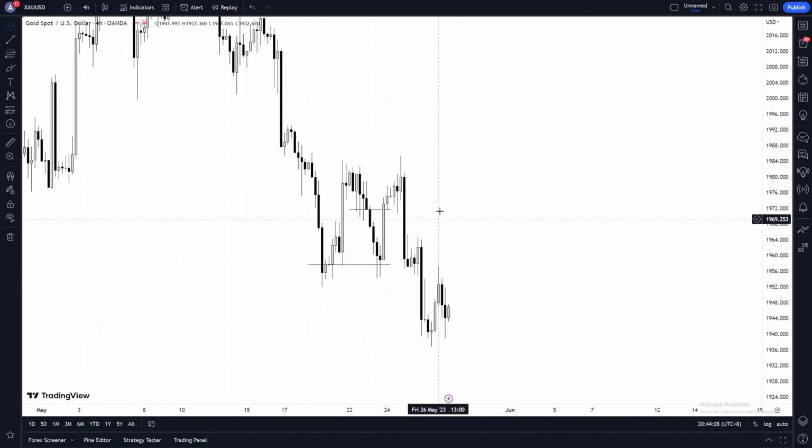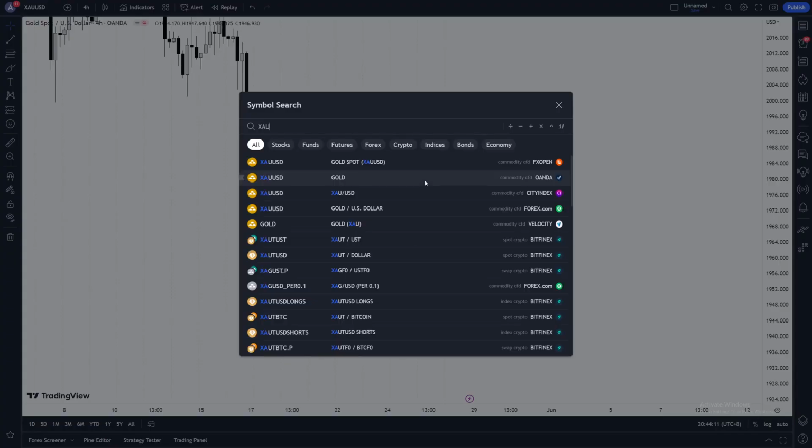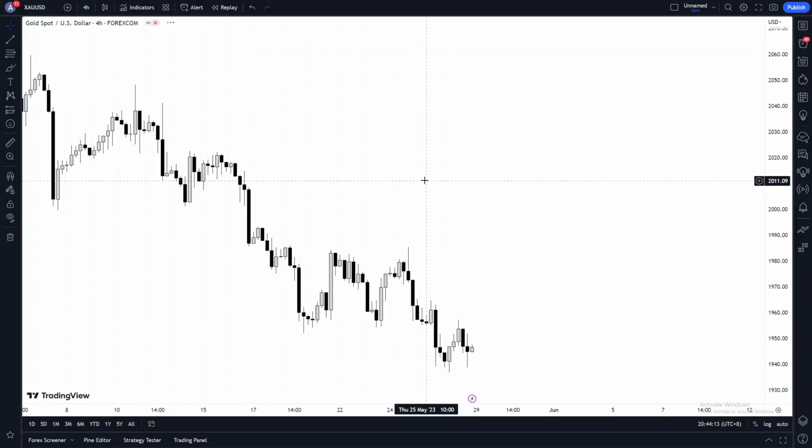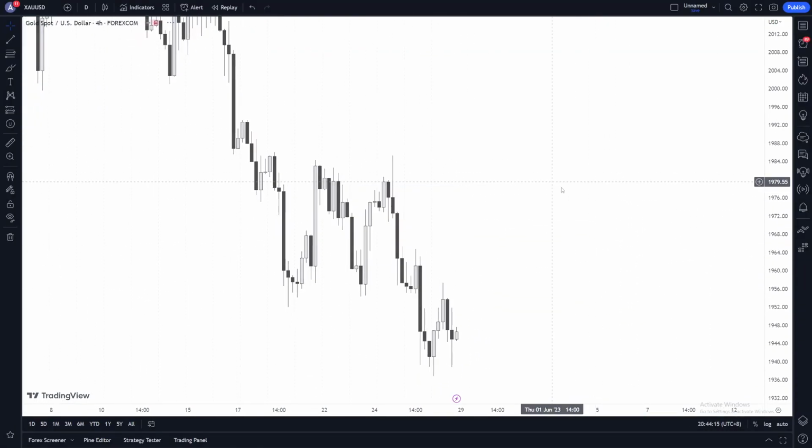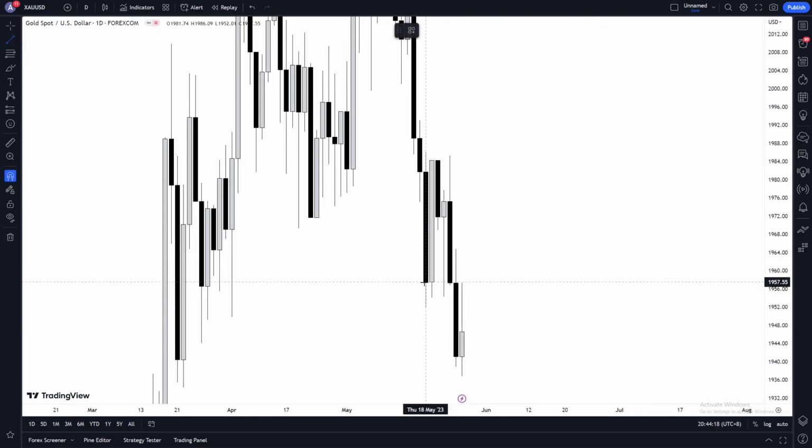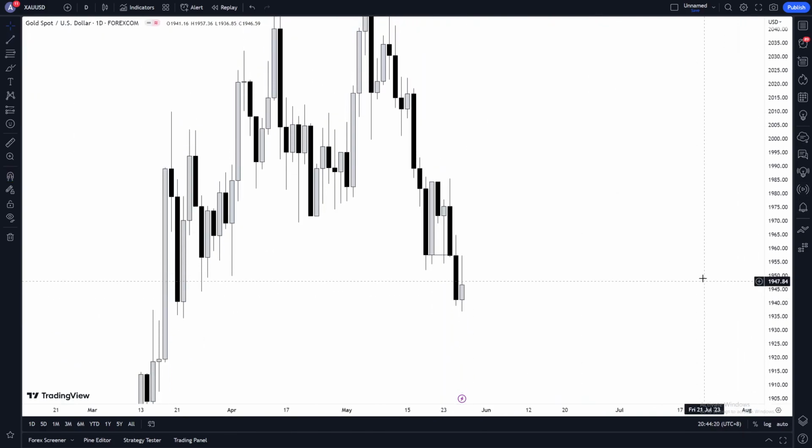Okay, again, this broker is different from what I'm used to, so I'm gonna see if I can get something closer to IC Markets. Yeah, this is way closer to IC Markets. Okay, so this is what I saw in IC Markets, guys. Don't get too confused. I'm just showing you what I saw on the IC Markets broker.